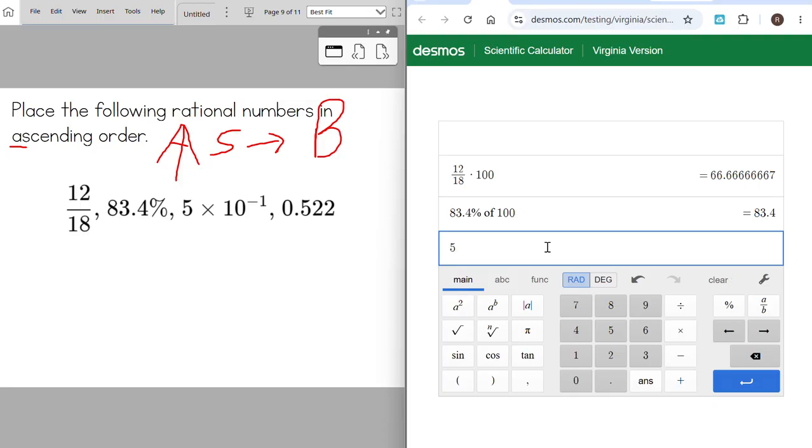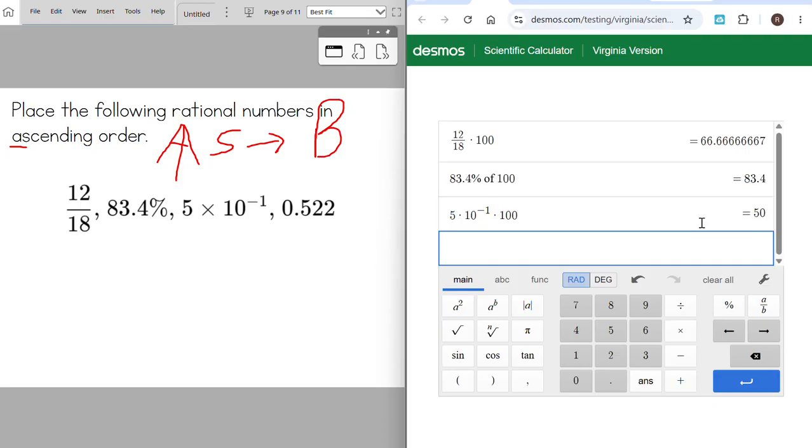So 5 times 10 raised to the power of -1. Well, that's all great and good, Ruby, but you still have to make it a percent. So that's 50%. And then I'm going to go on to the next one, and I'm going to type in the decimal 0.522, and I'm going to multiply that by 100, and I get 52.2.